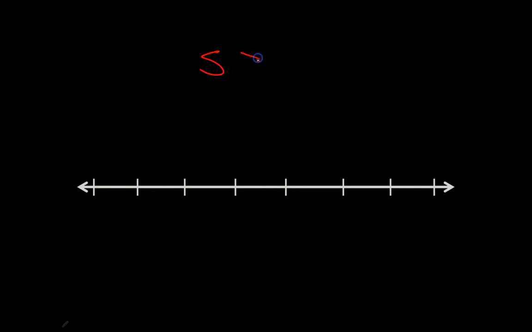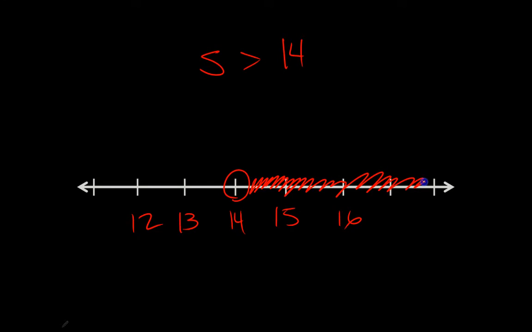S is greater than 14. So I go 14, 15, 16, 13, 12. No line. It's not equal to 14, so I use an open circle. It's greater than, so I'm going to shade right here. But let's do a check just in case. I shaded over 16, so let's substitute 16 in for S. 16 is greater than 14, and that works out. My mouth is facing the larger number. Let's do one more of these.